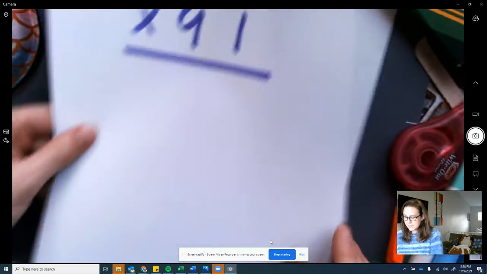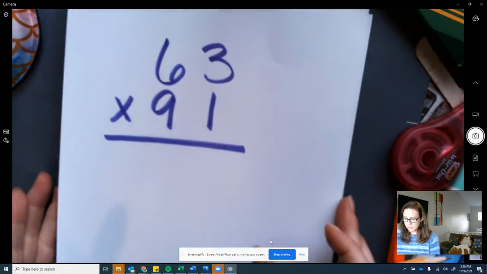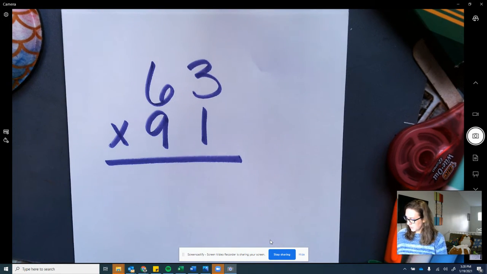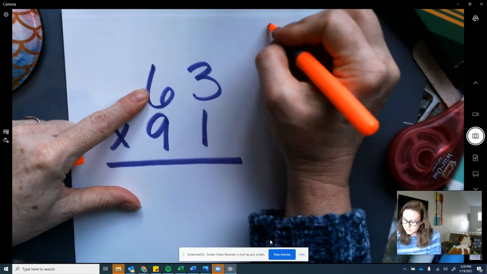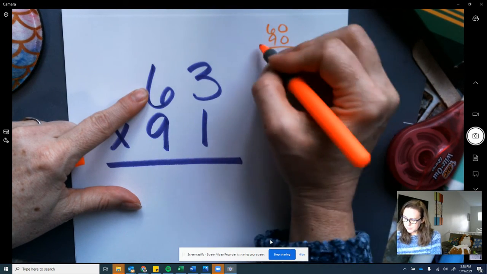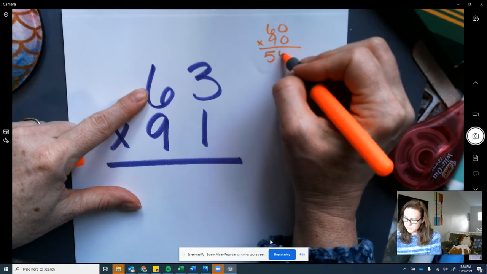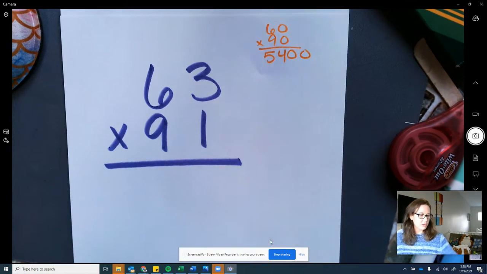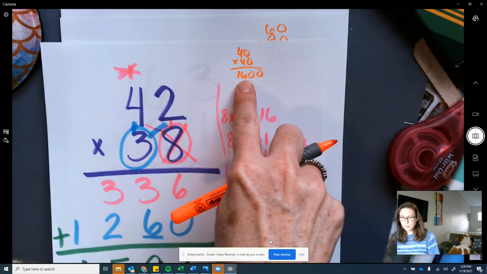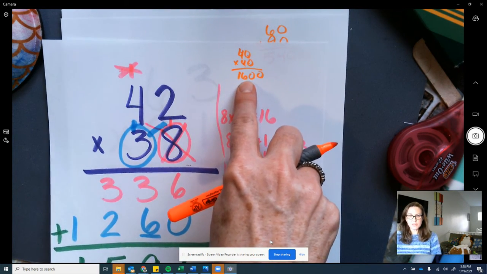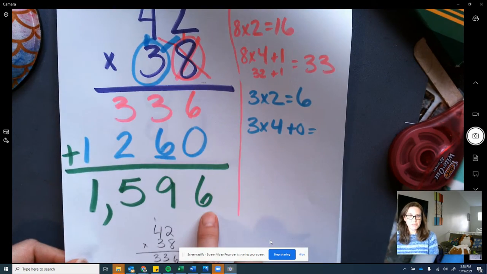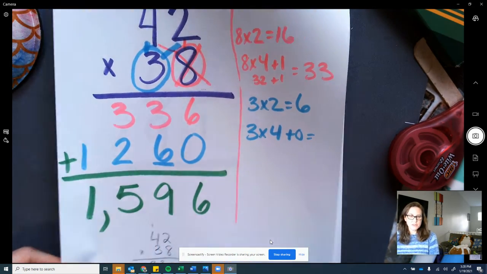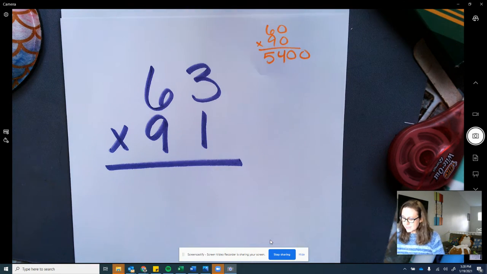Now we've got 63 times 91. First, let's go ahead and estimate. I'm gonna go ahead and go 60 times 90. 9 times 6 is 54, 2 place values. I should be close to 5,400. Really quick, I want to point out that our estimate was 1,600 on the last one. Our total was only 4 off, 1,596. So our estimate here is 5,400.